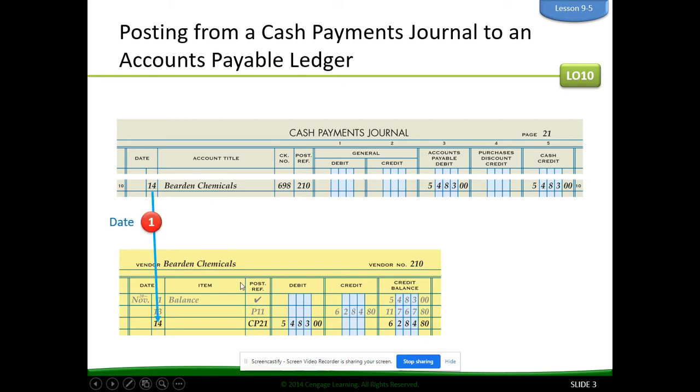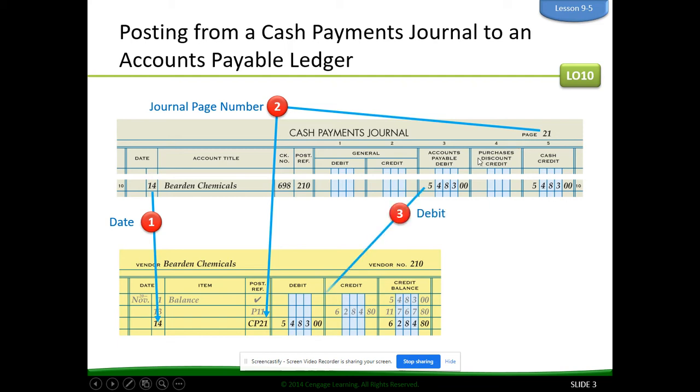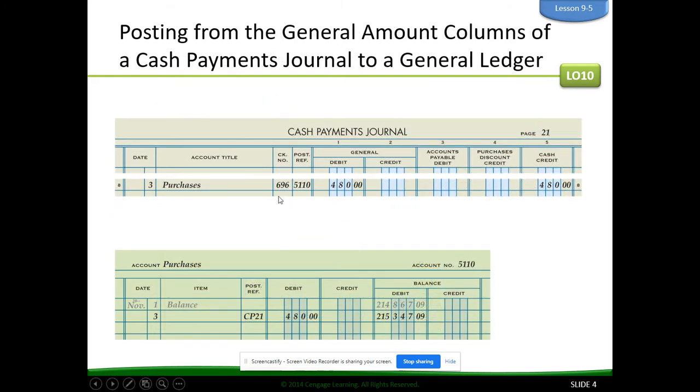So if there's an amount in the accounts payable column and a vendor listed here, we would post to the accounts payable ledger. We would start by putting the date, the journal page number, so cash payments journal page 21, the debit amount because all accounts payables are debited here, and then we would update the balance. Credit and debit means we subtract to get the updated balance. We paid them in the cash payments journal what we owed. And then we put the vendor number back in the post reference column. We would continue to do that for all of our vendors.